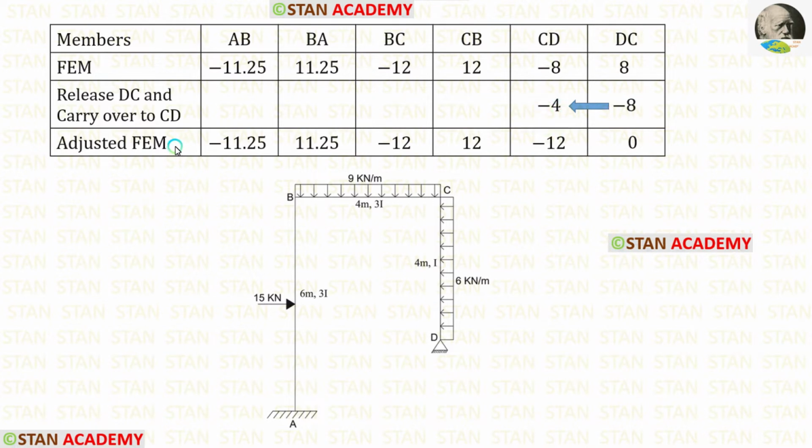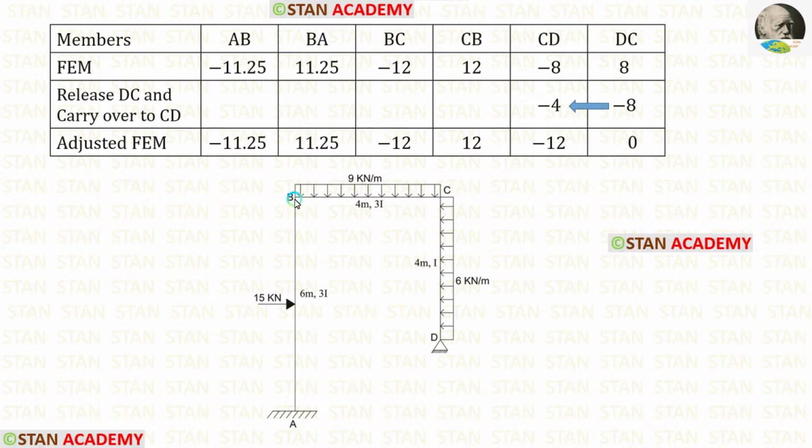Now let us calculate the adjusted fixed end moments. For AB, BA, BC and CB, there are no changes. For CD, we have to add these two values. After adding, we are getting minus 12. Now we are going to find the story shear. To calculate the story shear, we have to find the horizontal reactions in the points B and C.